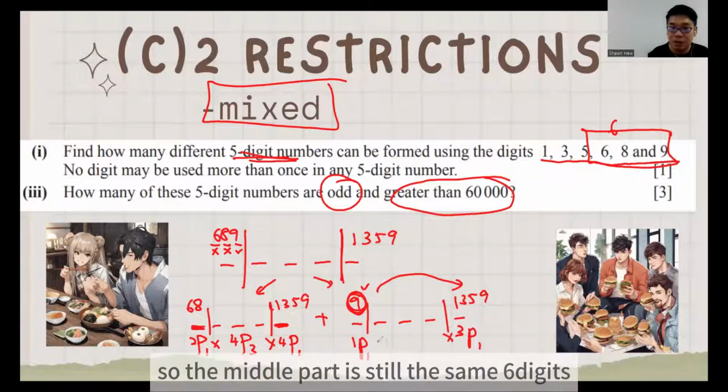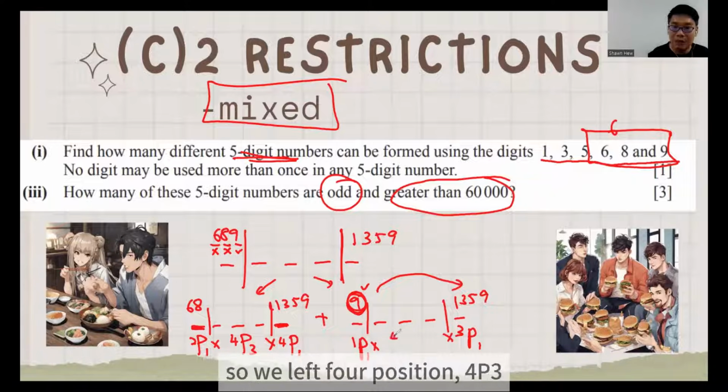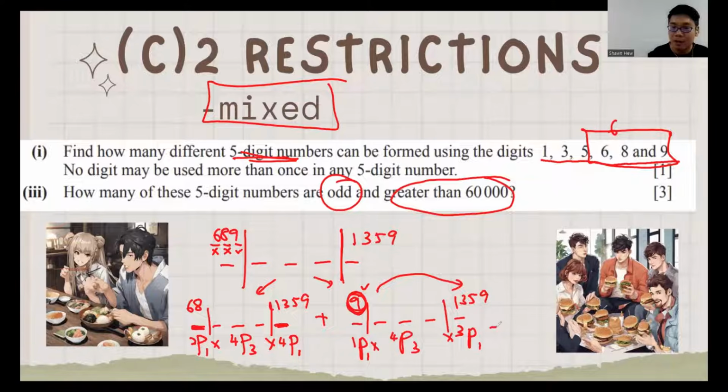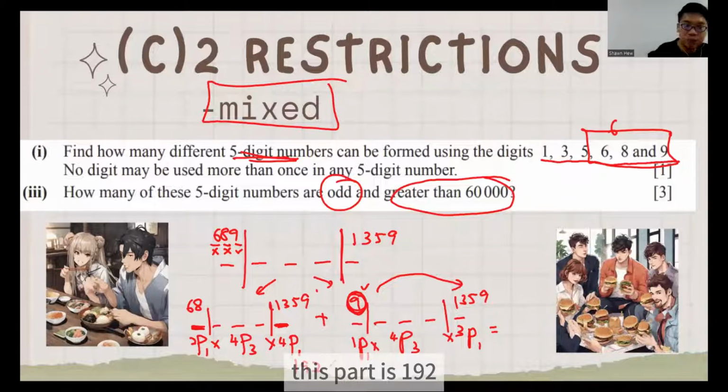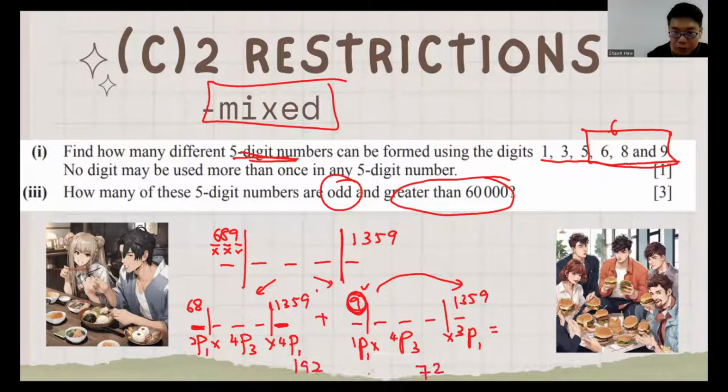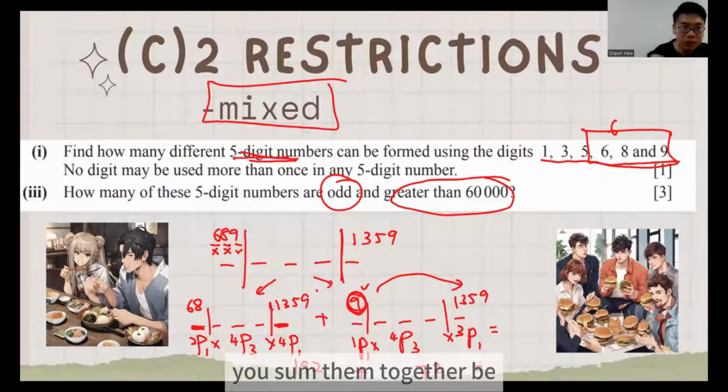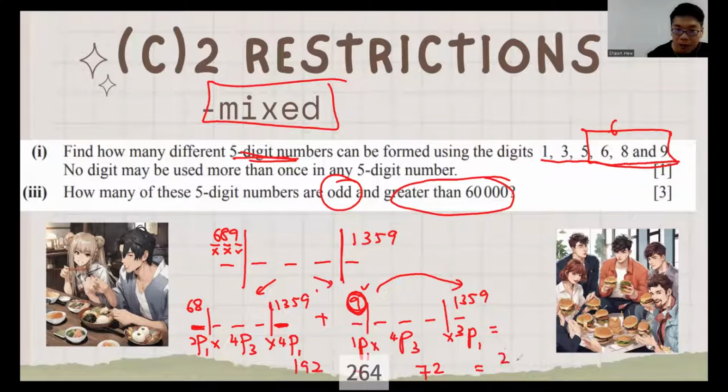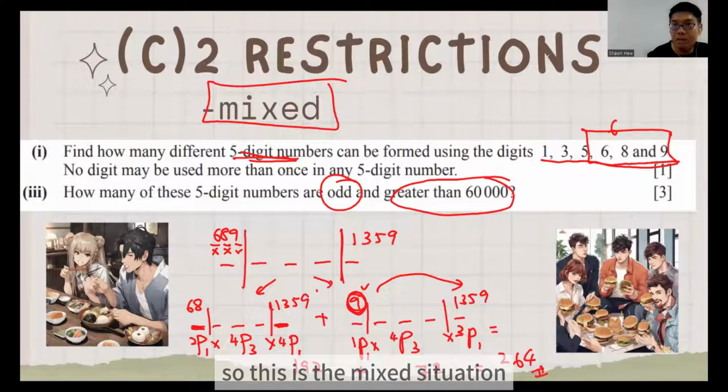Okay? So the middle part is still the same, 6 digits. We pick one here, pick one here. So we left 4 positions, 4P3. This part is 192. This part is 72. So you sum them together would be 264. Done. So this is the mixed situation.